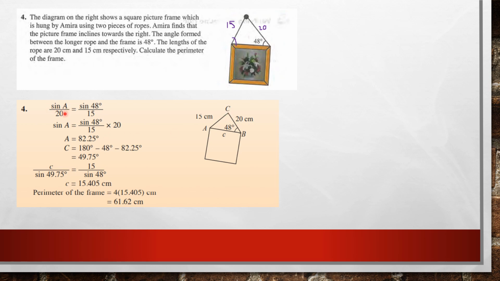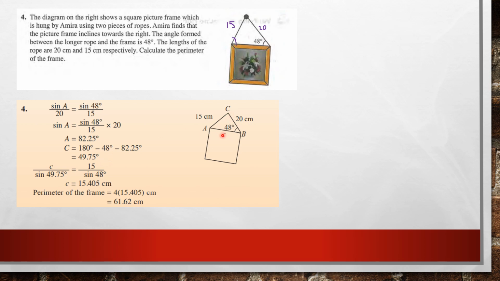Sine A over the opposite 20 equals sine 48 over 15. So after we solve, we get A equals 82.25. Now we can use this information to calculate angle C. This is a triangle, so the total angle of a triangle is 180 minus the other two angles, that is 48 and 82.25. So angle C equals 49.75.